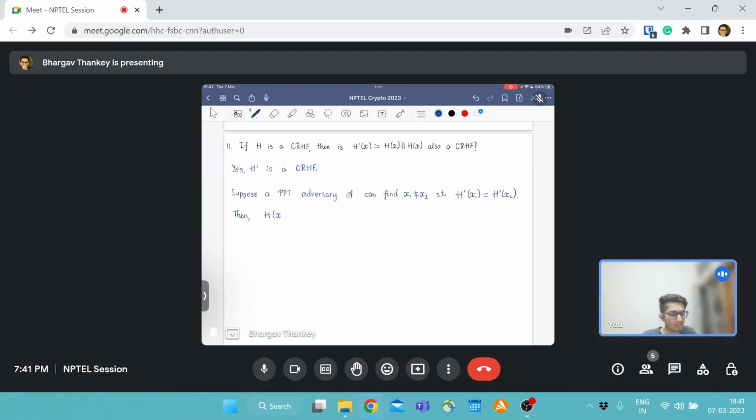So suppose that there is a PPT adversary that succeeds in finding a collision for h prime, right? What does this imply? Well, h prime of x1 is just this, which implies h, a contradiction.